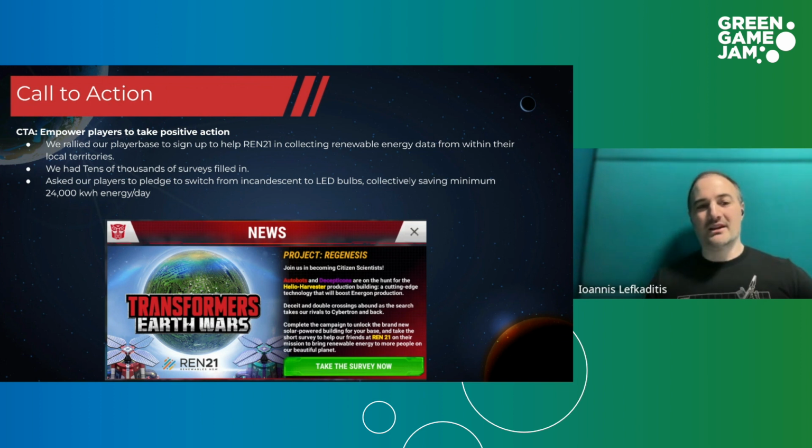We also asked our players to pledge to switch some of their incandescent light bulbs to LED light bulbs, so they themselves would actually save enough energy that could reach a lot of kilowatt hours a day. That was a bit harder to track, but we hope that some people actually did it too. So that is, I guess, what we did on Transformers.